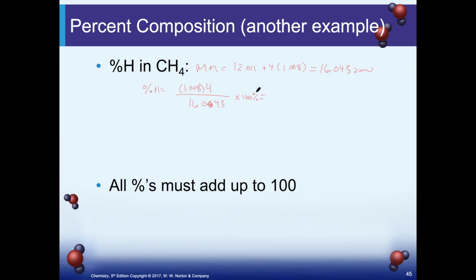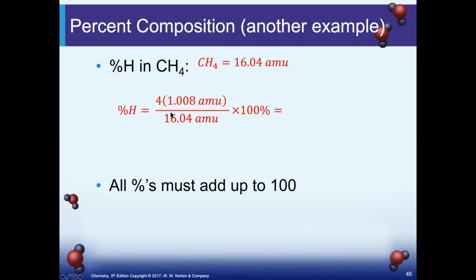Okay, so I'll let PowerPoint take over for that. So 16.04 for the whole formula. And then the hydrogen, just recognize that you have to multiply it times 4 because there's 4 hydrogens in that particular compound. And you get 25.14% hydrogen in this compound.